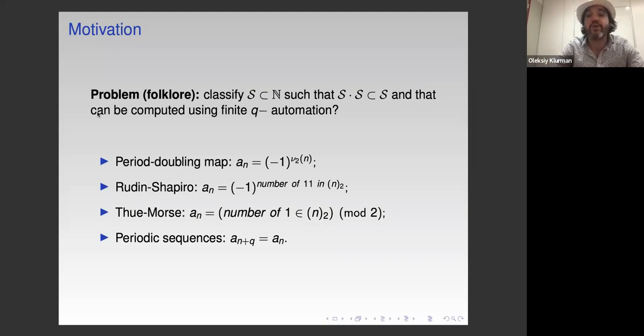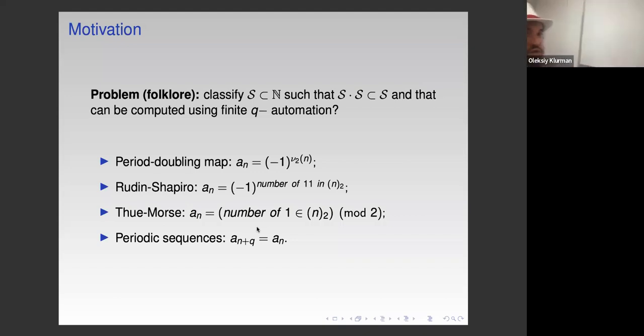Another example is the Rudin-Shapiro sequence. You count the number of patterns 1, 1 in the binary representation, and the parity of this count tells you whether you are 1 or -1. For the Thue-Morse sequence, again, you count the number of ones in your binary expansion. If it's odd, it gives you 1. If it's even, it gives you 0. Periodic sequences are also automatic.